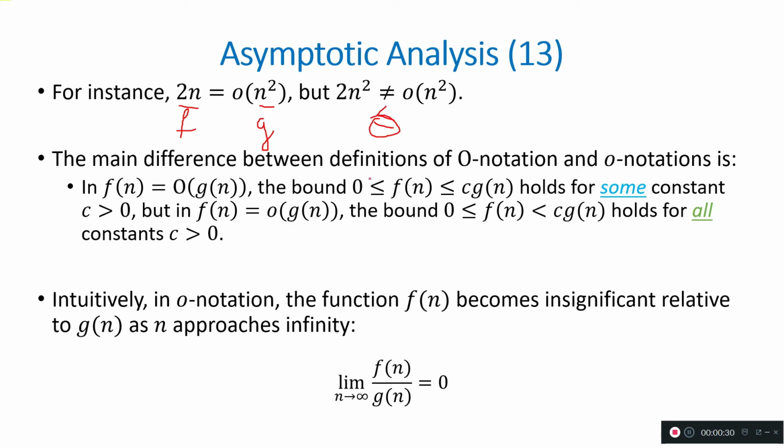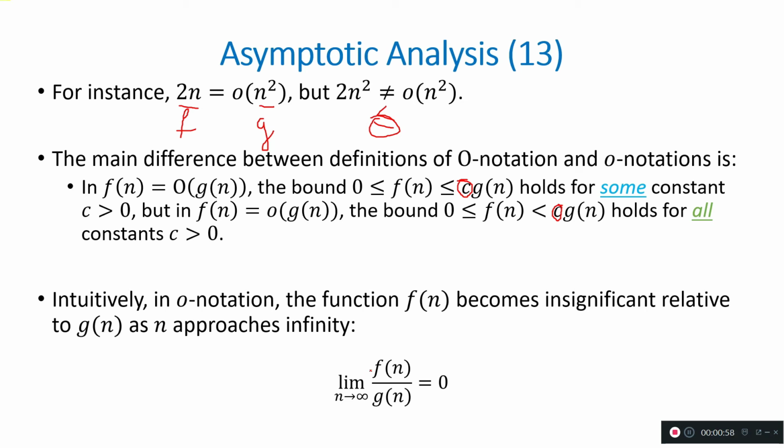So the main difference between the definition of big O notation and small o notation is that in f of n equal to big O of g of n, f of n is bounded from above by c g of n, where this condition holds for some constant values of c. But in the case of small o notation, this bound holds for all values of c.